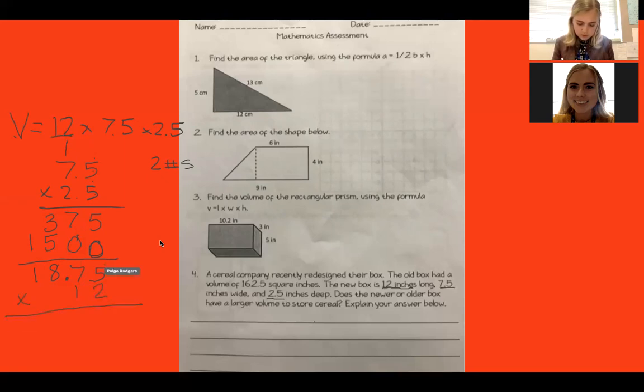There are 2 numbers after my decimal point. So in my final answer, there's going to be 2 numbers after my decimal point. Again, if you have a calculator, you just use a calculator. But if they don't give you a calculator, then you're going to do it this way.